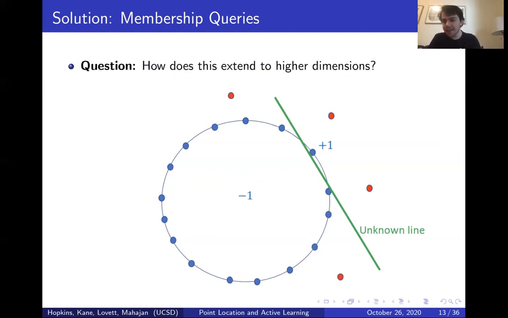And so in this context, the point location question really is about asking, how does this n versus log n trade-off for adding membership queries extend to higher dimensions? Can you get it to be d log n? We know how to do it in constant dimension with log n. How does it scale with dimension?